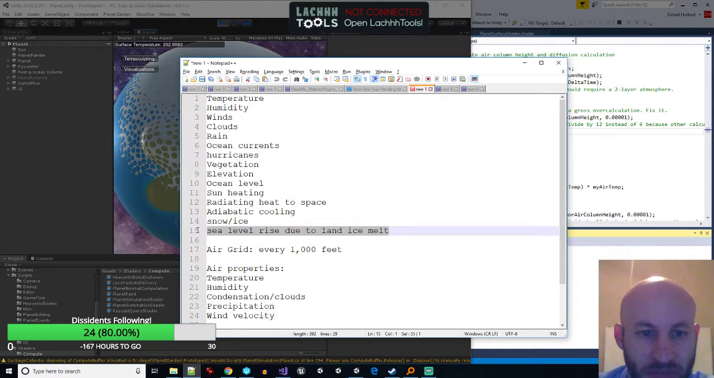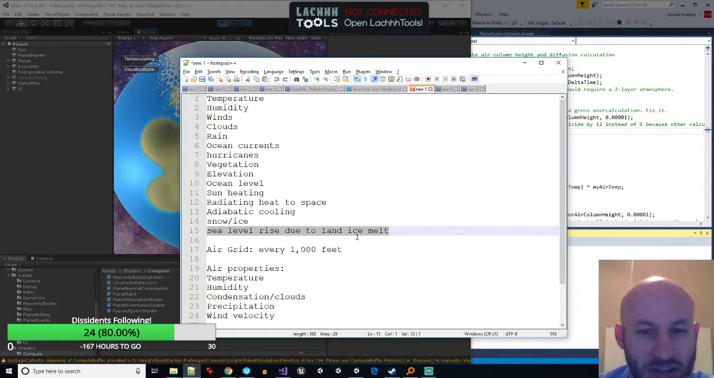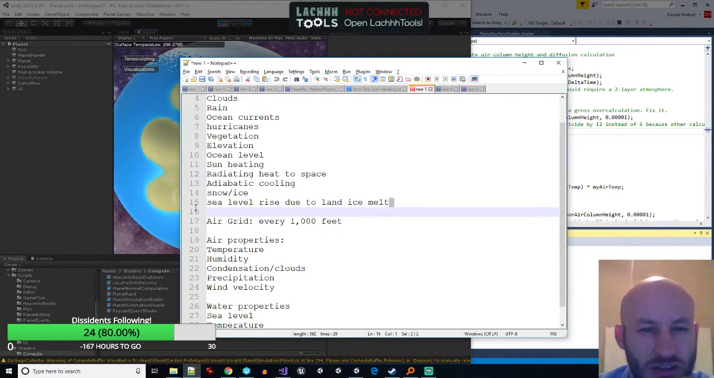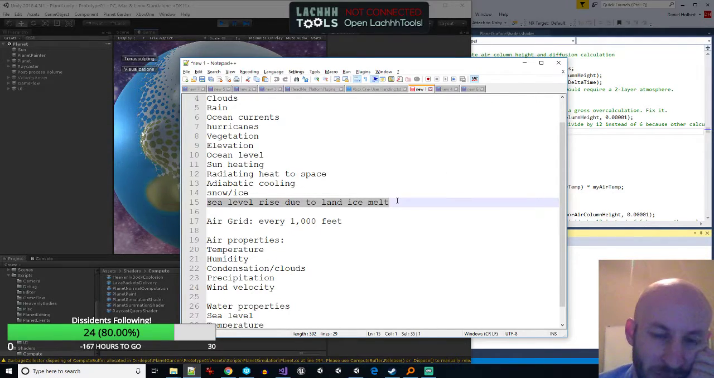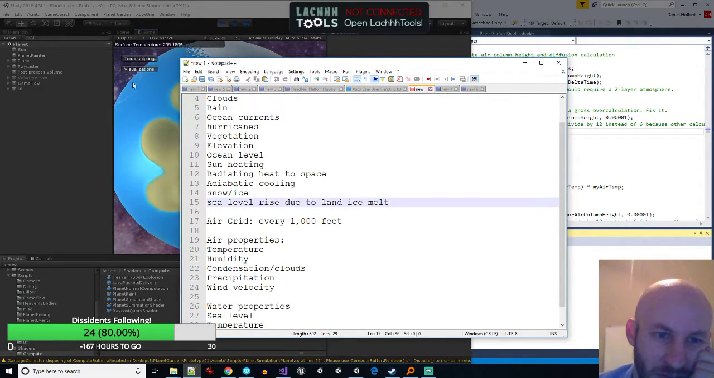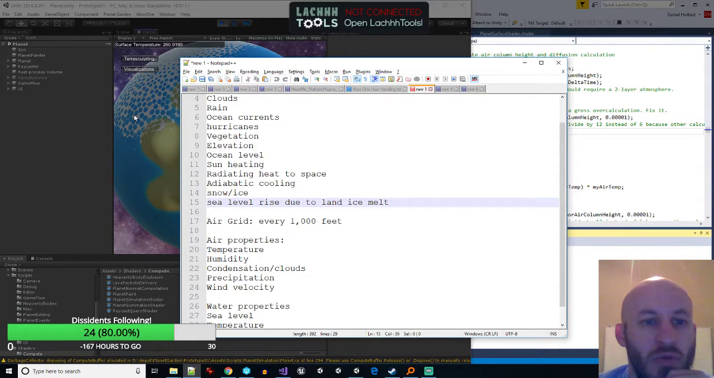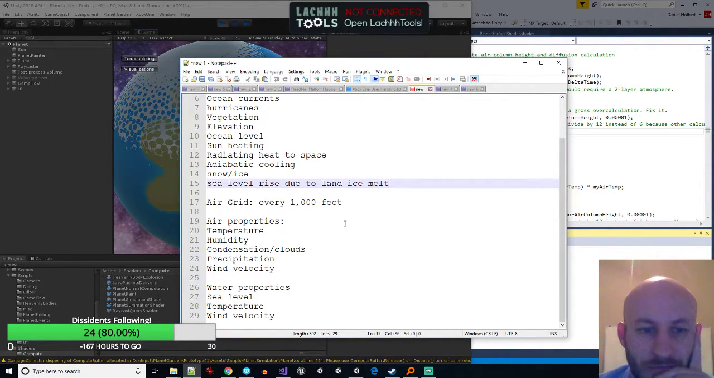Snow and ice. Sea level rise due to land ice melt. Theoretically, I should be able to simulate that, except I don't usually get that much land ice, and I don't know how visible it would be. The tricky thing is something that's significant for human civilization. Imagine if the seas rose 50 feet. That would be pretty dramatic, but hardly visible in the actual visual size of the planet. We'd have to have a lot of low-lying landmass to actually make that visible.